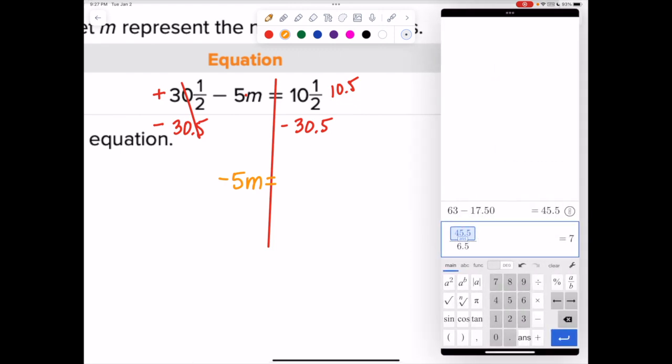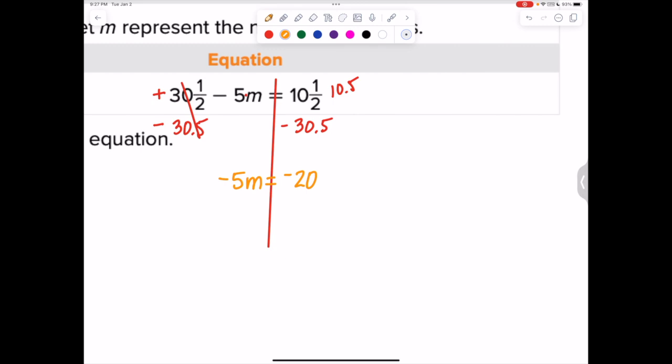Okay, so let's grab the calculator. I'm going to hit clear, and we have 10.5 minus 30.5, and we're left with a negative 20. Okay, different sign subtract, keep the sign of the bigger number. All right, now let's finish it off. We have a negative 5 times m, so divide by negative 5 to both sides. Okay, division property of equality. This cancels out, and what are we left with?